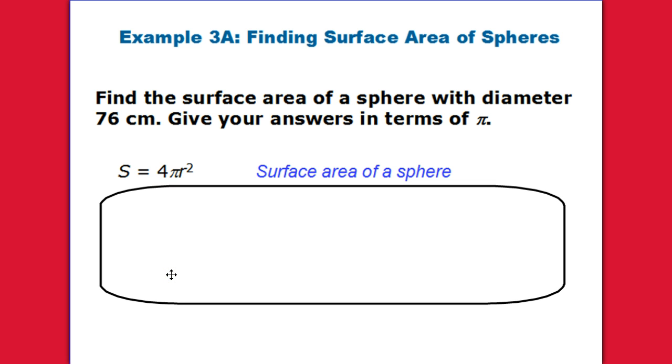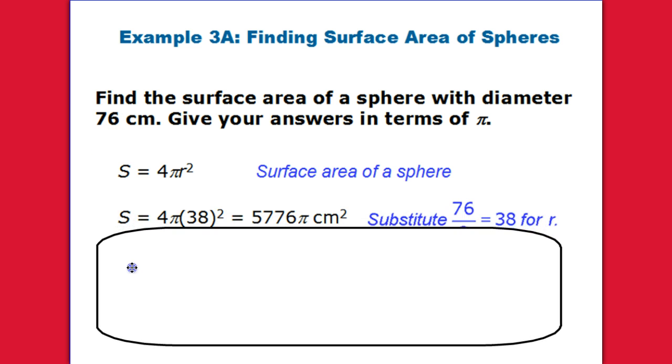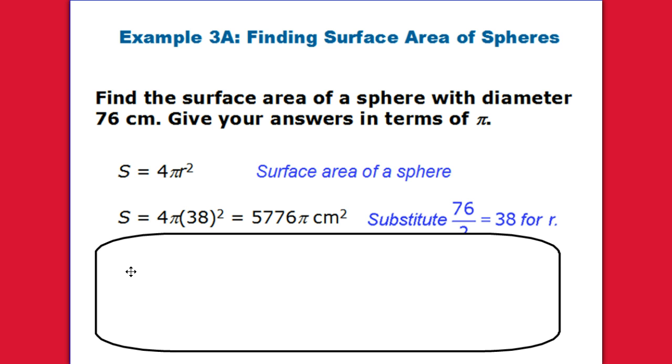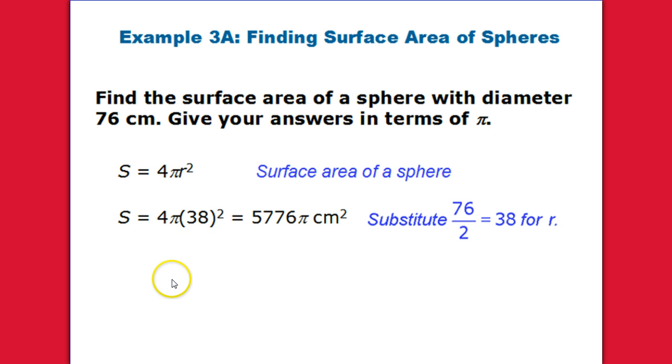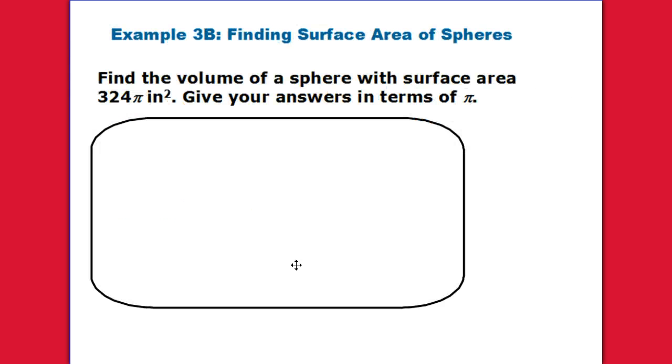Once again, we start with the formula. Substitute our radius, so you're going to have to divide your diameter by 2. And we have 5,776 pi centimeters squared. Find the volume of a sphere that has this surface area.